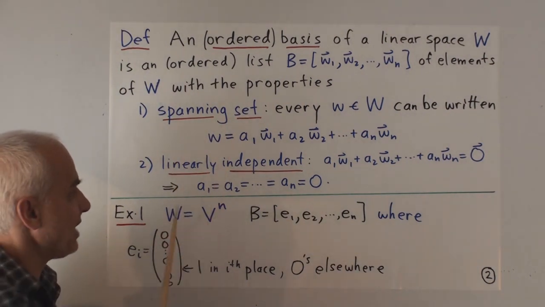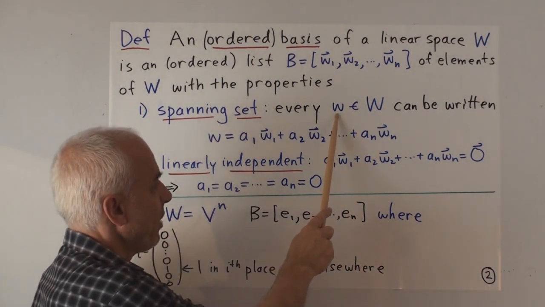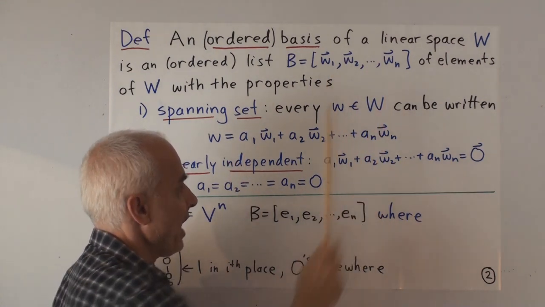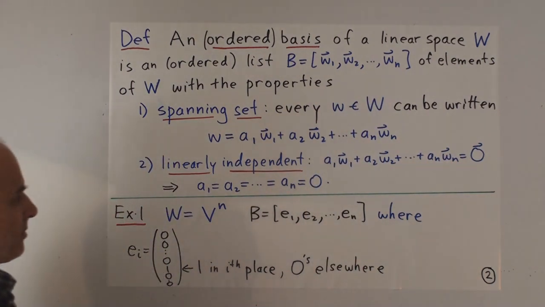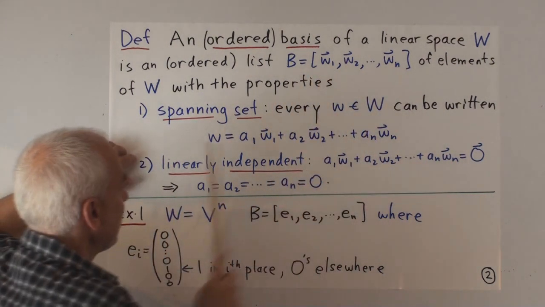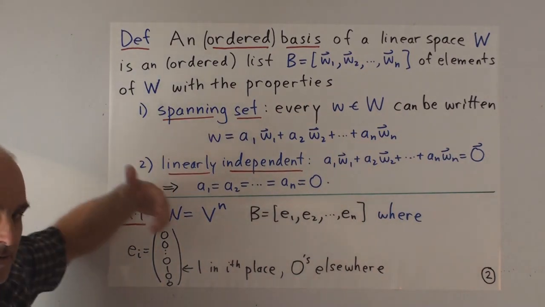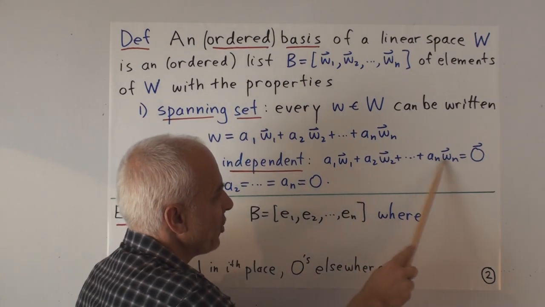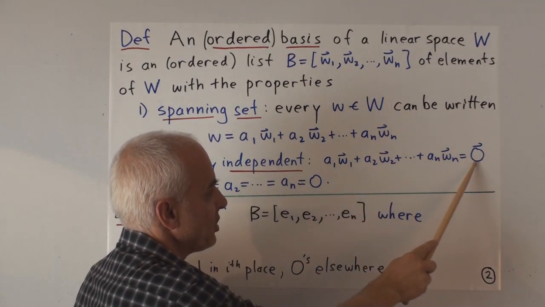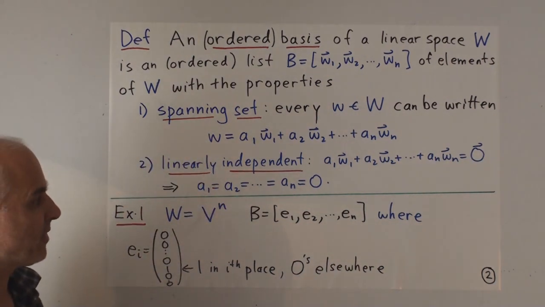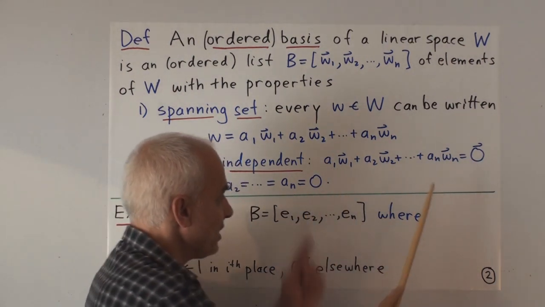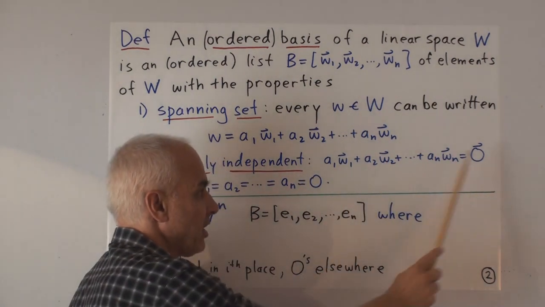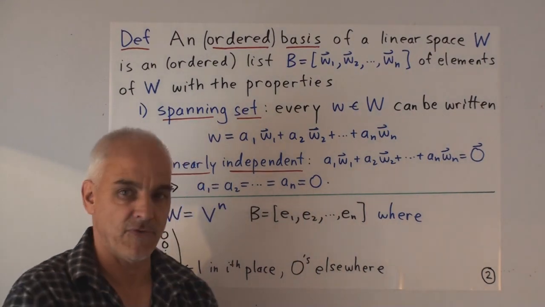First of all, it's a spanning set, meaning that every vector or every element of W can be written as a linear combination of these n elements. And the set is linearly independent. What does that mean? It means that if you have a combination of these particular elements which add up to 0, a linear combination, then the only way that can happen is if each of these coefficients is 0. So this equaling 0 implies all the coefficients equal 0.